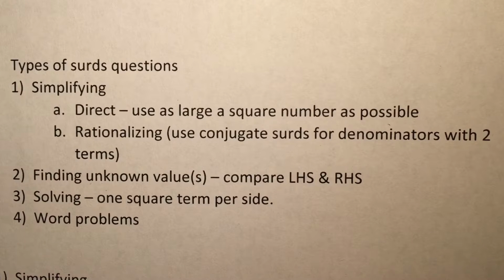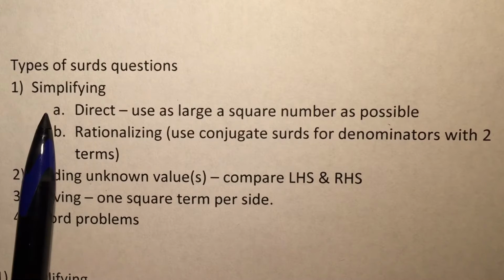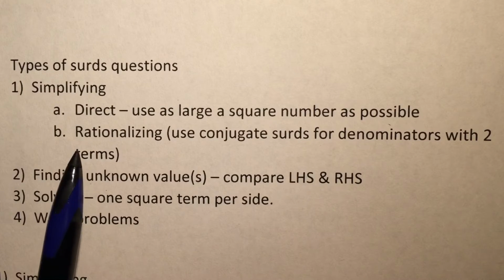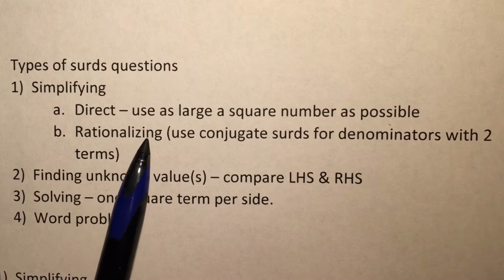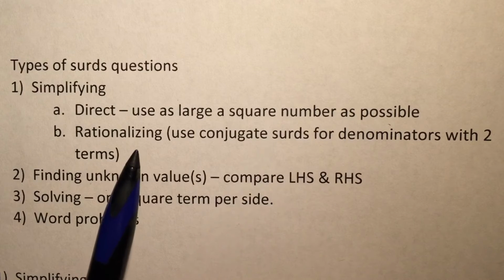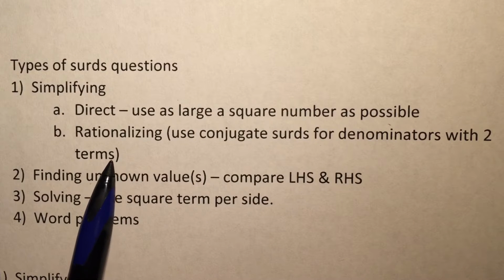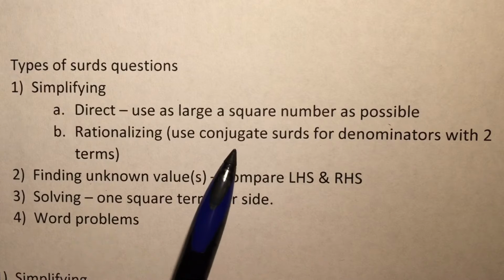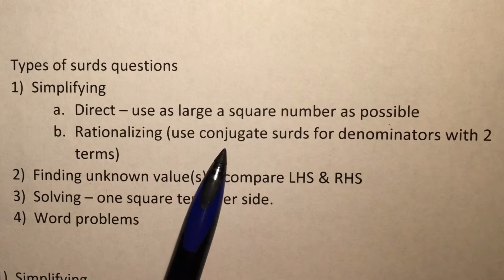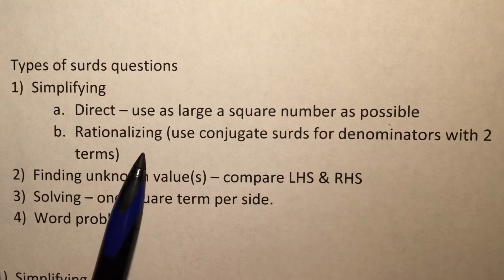Today we're going to revise on the types of surd questions that can be asked. The first type will be simplifying, and for simplifying we may have the kind where it's direct, so we will use as large a square number as possible. It could be also simplifying by rationalizing, and in this case there is a possibility of using conjugate surds if we have denominators with two terms.